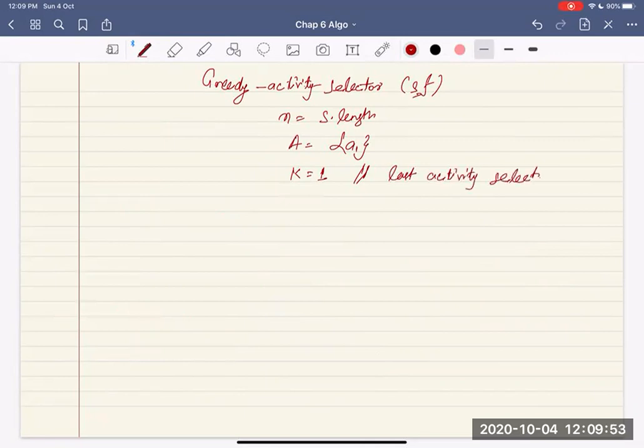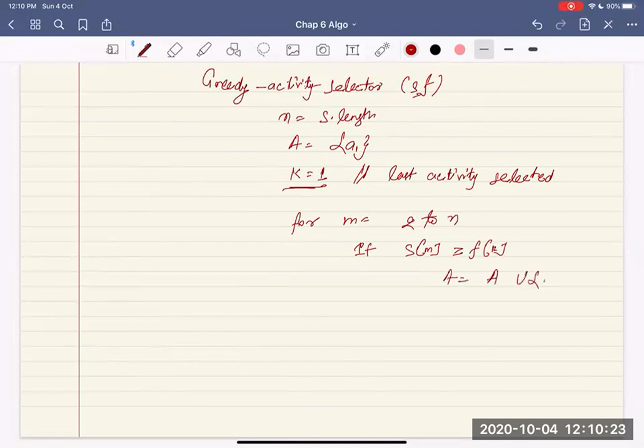To check compatibility, you see if the start time of this activity is larger than the finish time of k. That is sufficient for compatibility checking. So now what is your iterative loop? You say for m equal to 2 to n, you take each activity and see if it is compatible. If Sm is greater than or equal to f of k, that is compatible, so you include that in your activity set, and your k becomes m. That is all your main loop.